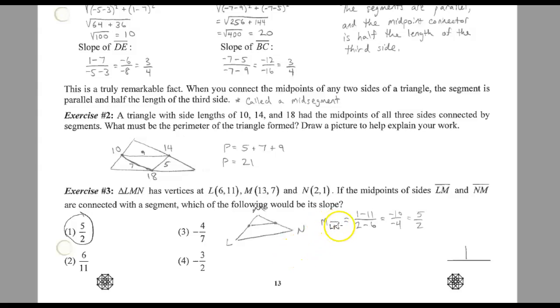So calculating the slope of LN using coordinate slope calculations gave me 5/2, and therefore the midsegment must also be a slope of 5/2. So just draw the diagram whenever there isn't one provided. It will definitely help to visualize.